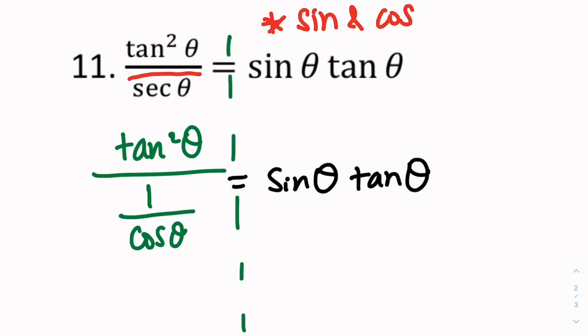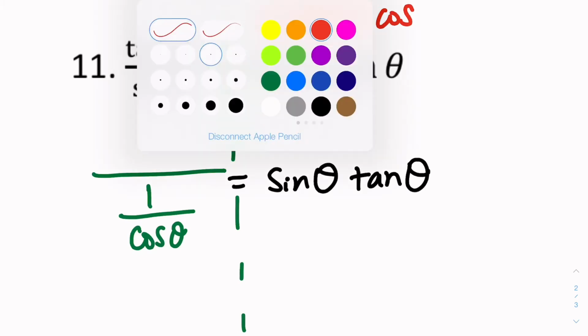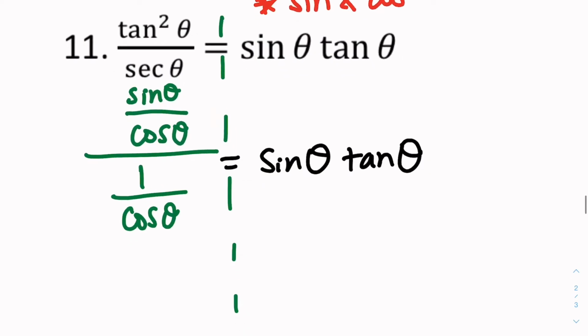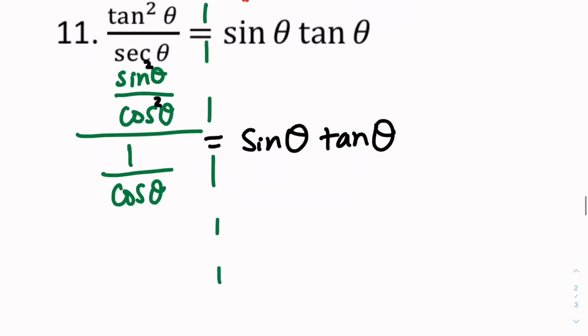So just like how we rewrote the bottom using yesterday's formula as the reciprocal of cosine, we should also rewrite the top. Tangent is sine theta over cosine theta. So let's write that. Tangent is sine theta over cosine theta. But it's also being squared, so let's not forget to put sine squared over cosine squared.